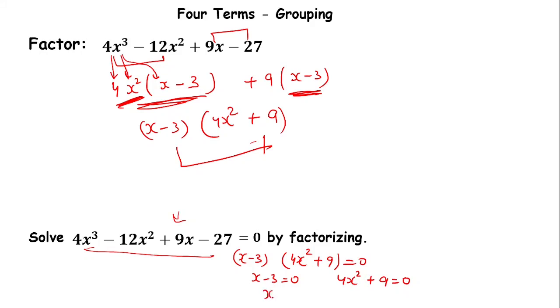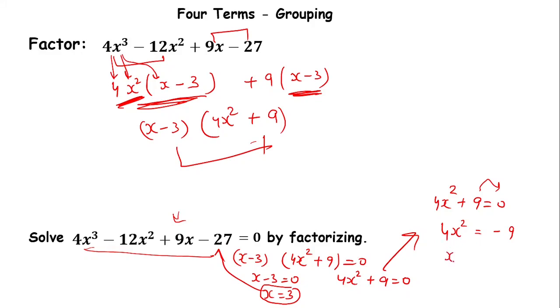From here the value of x is 3, my first solution for this question. From the other factor I can write 4x squared plus 9 equal to 0. Take this 9 to the other side, I will get negative 9. Bring this 4 down in division, so I will get minus 9 over 4. Now if we remove the square from one side, it becomes a square root on the other side, with plus minus sign.